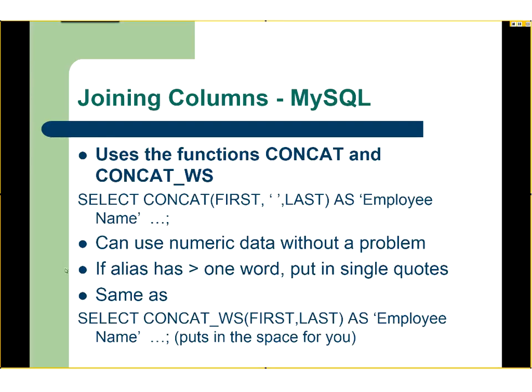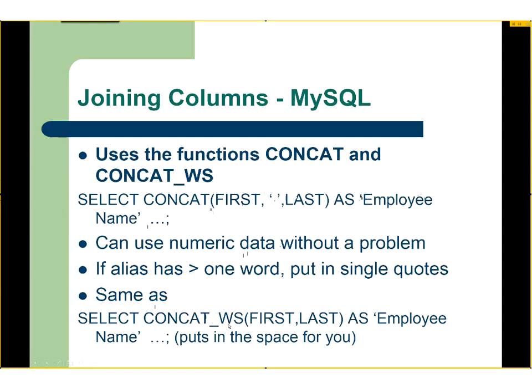concatenate. So if I say select concat first, comma, and notice this is in quotes with a space between it, last, it will say Mickey space Mouse as employee name. And aliases, I may not have mentioned that. If an alias has a space in it, it must go in quotes. If an alias doesn't have a space in it, the quotes are optional. You can use numeric data without a problem. Okay, and that would be the same as this.